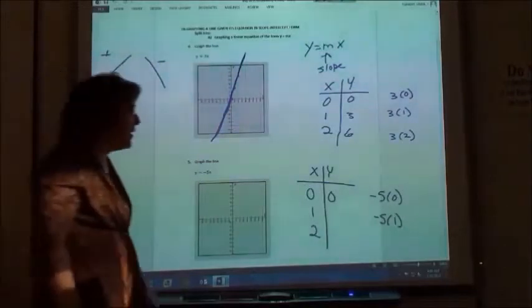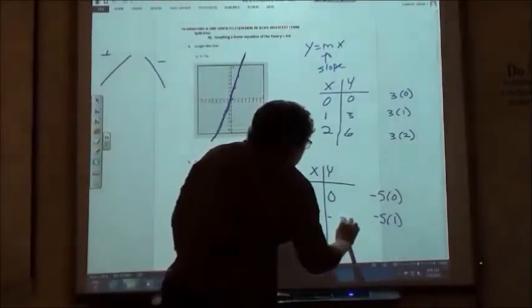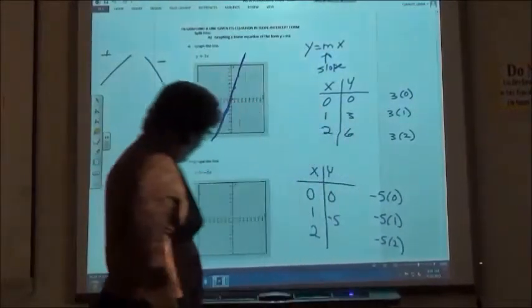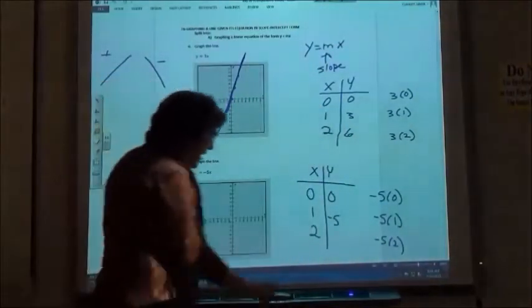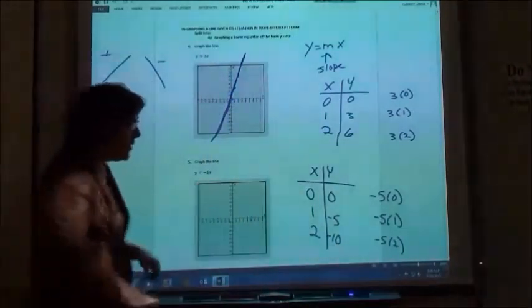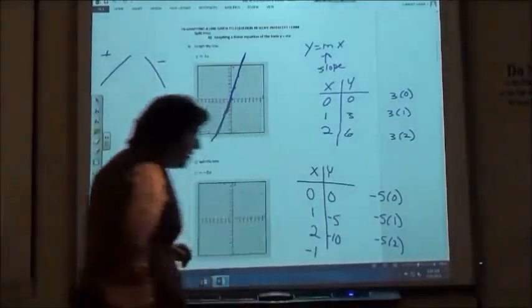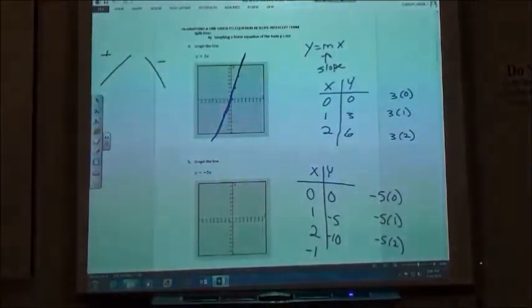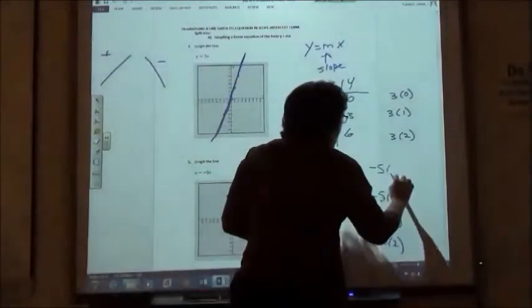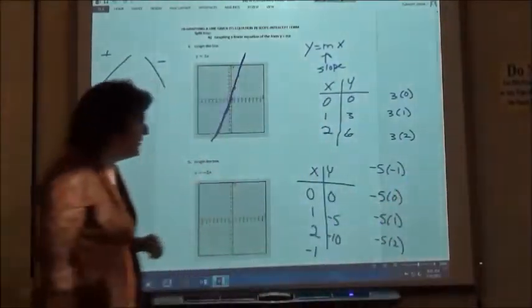Negative 5 times 1 is negative 5. Now when I do negative 5 times 2, what do I get? Negative 10. And can I fit negative 10 on my graph? Nope. So I probably want to do a negative 1 just so I can get a third point on my graph. If I do negative 5 times negative 1, I'm going to get 5.